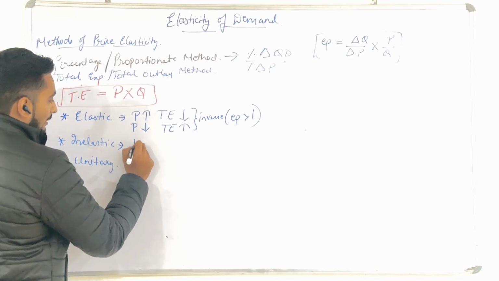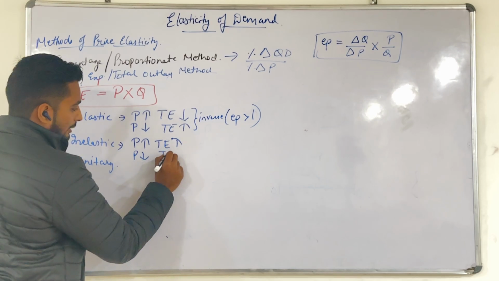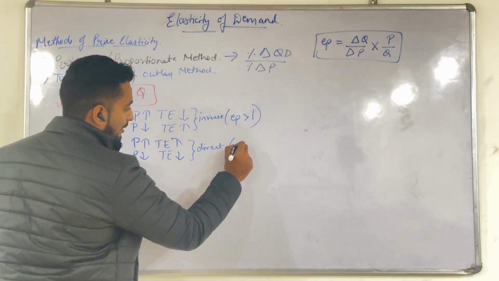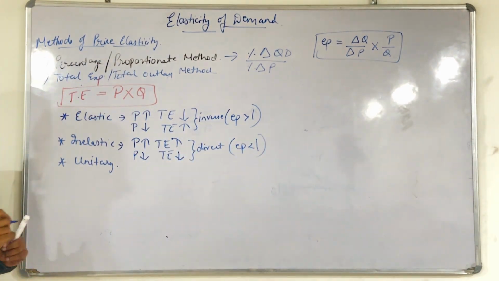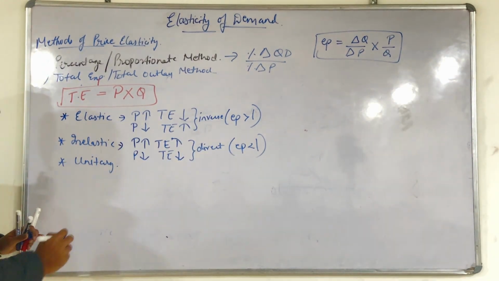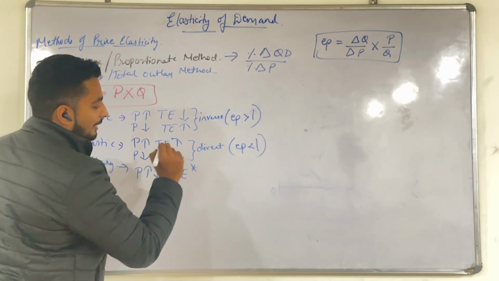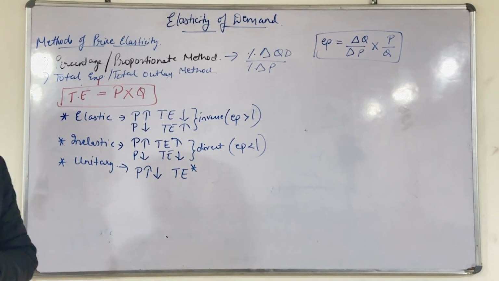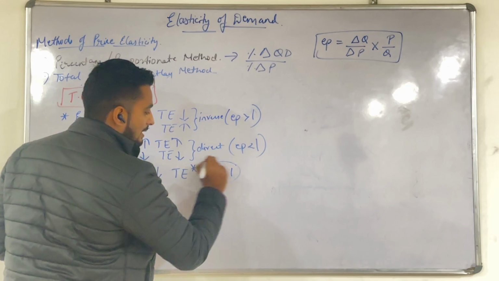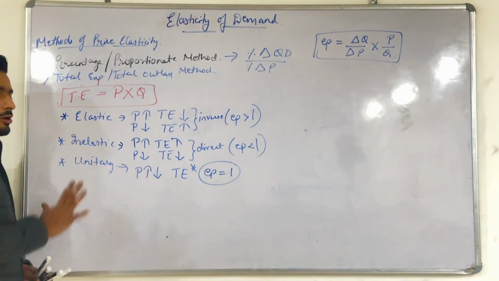Next is inelastic, where price increases, total expenditure also increases, and price decreases, total expenditure also decreases, which shows direct relationship. In direct relation, EP is less than 1. That is the case of inelastic, which we have already covered in types. Now unitary means price increases or decreases, total expenditure remains the same. Total expenditure remains constant, which means there is no relation and EP is equal to 1. So this is known as elastic, inelastic, and unitary in case of total expenditure.